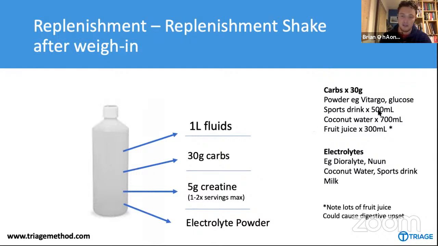A sports drink, like we talked about earlier, 500 mils of which gives you 30 grams of carbs. Or about 700 mils of coconut water, and then you could add another 300 mils of water. Fruit juice is high in sugars and carbs, but if you're going to drink a lot of fruit juice, you're probably going to run into some digestive upset, which you obviously don't want. Milk is also a very good source of electrolytes, so you could be having some milk throughout the day as well to help replenish those fluids.